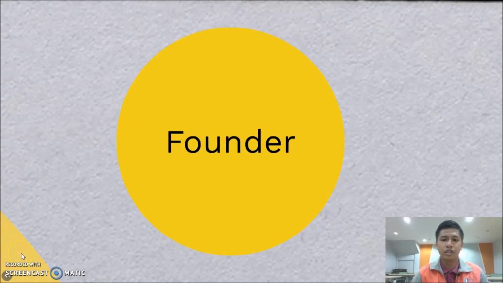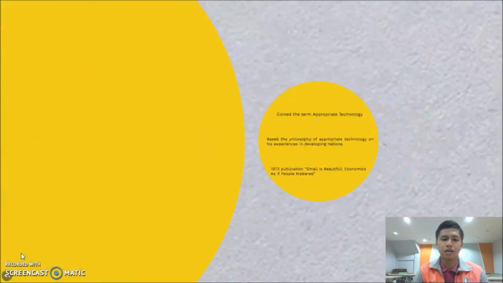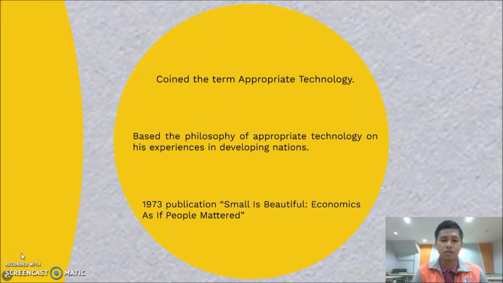Who is the founder of appropriate technology? The founder of appropriate technology is E.F. Schumacher. He coined the term appropriate technology and based its philosophy on his experiences in developing nations. He also has experience working around the world as an economist. His 1973 publication, "Small Is Beautiful: Economics as if People Mattered," outlines appropriate technology.